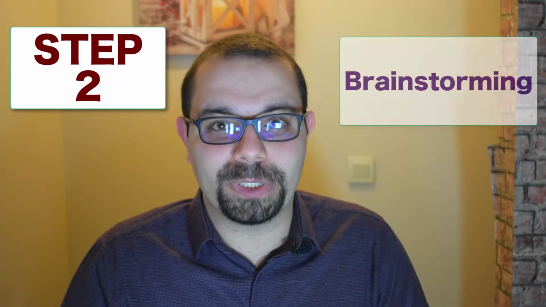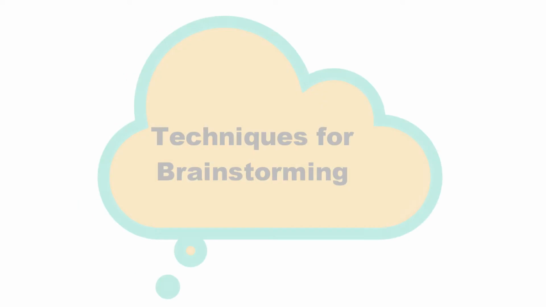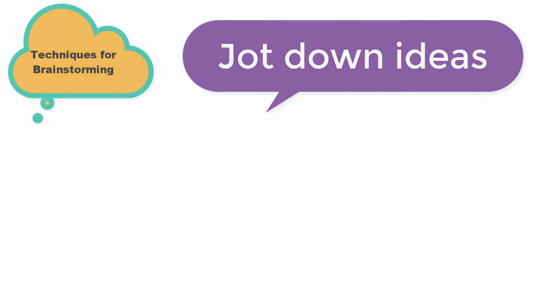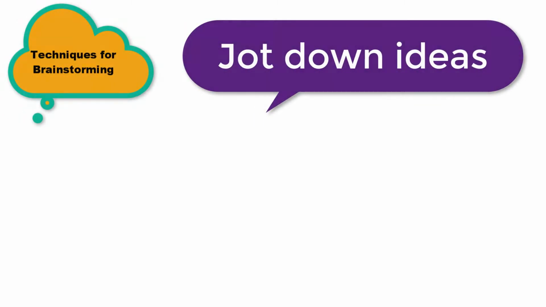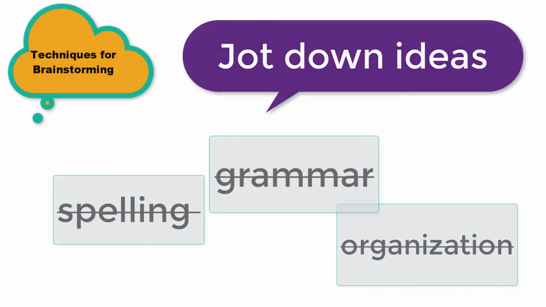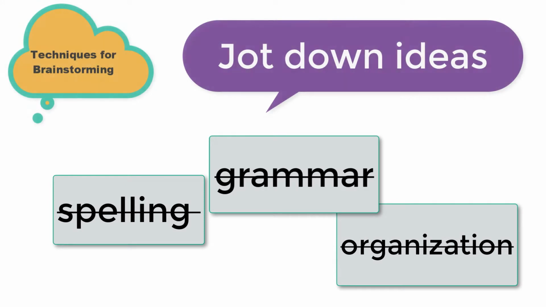Step 2. Brainstorming. There are some techniques to brainstorm. First technique, you can jot down ideas. Whatever comes to your mind, you should write down. Don't pay attention to grammar, spelling, order, organization, and the words. Just write down whatever comes to your mind.